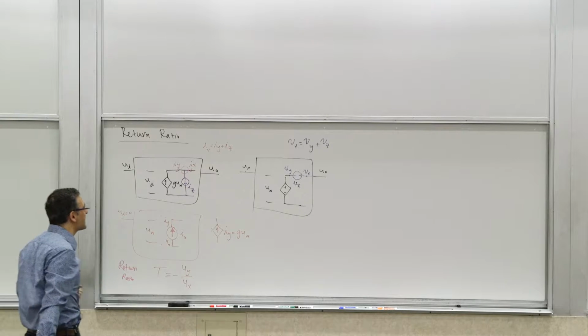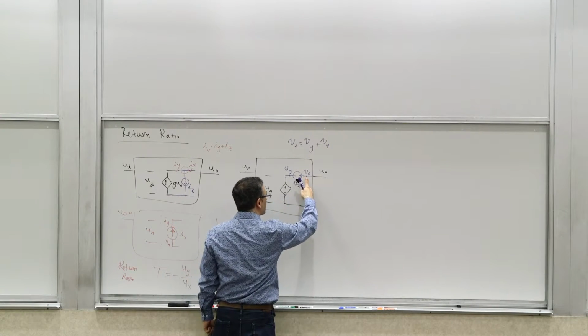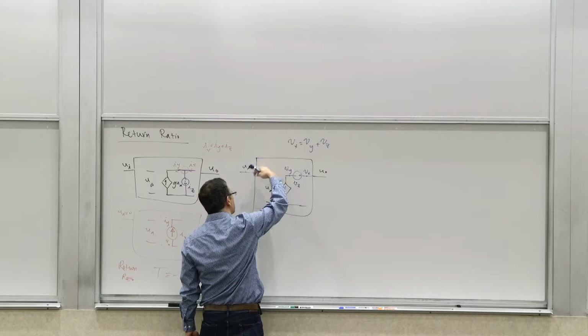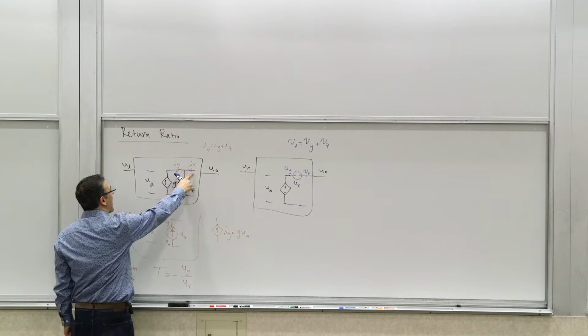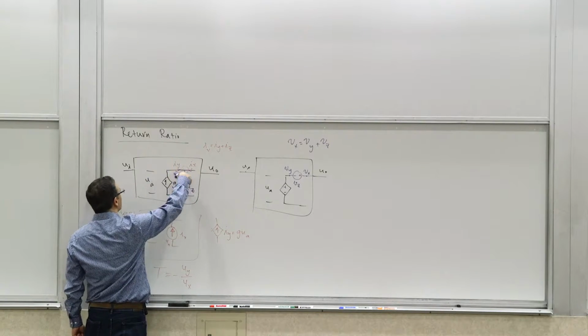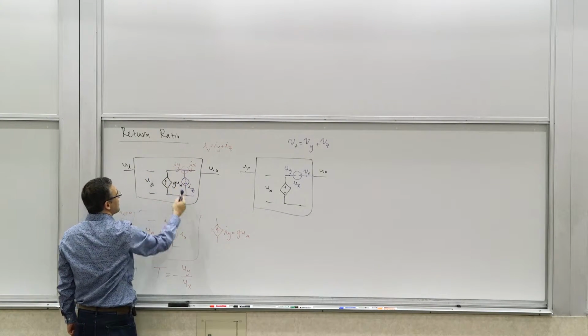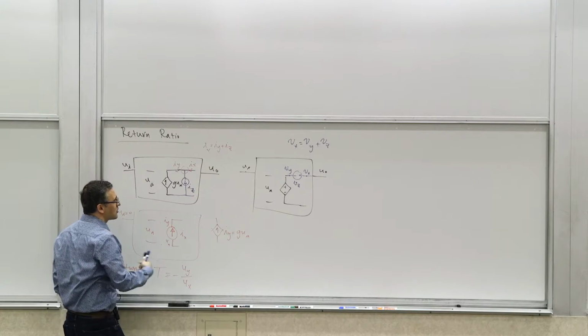In other words, what you say is that I have a Vx here. It goes through the network. It comes back. It produces a Vy here. I want to see what that is. Or I have an Ix here. It goes through the feedback inside the circuit, and it produces an Iy. And the negative of that ratio is going to be the return ratio.